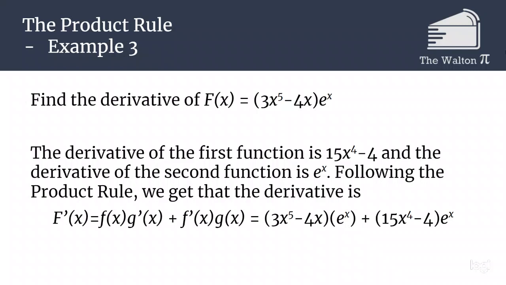So we get 3x to the fifth minus 4x times e to the x plus 15x to the fourth minus 4 times e to the x, which simplifies to being e to the x times 3x to the fifth plus 15x to the fourth minus 4x minus 4.